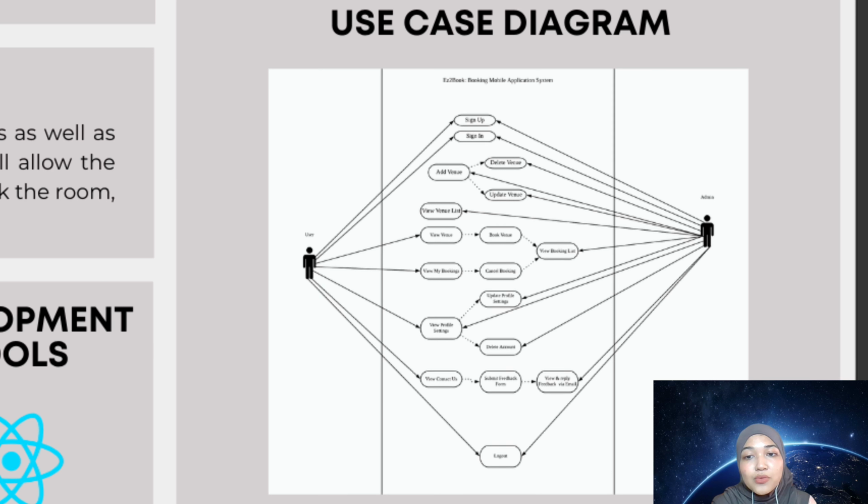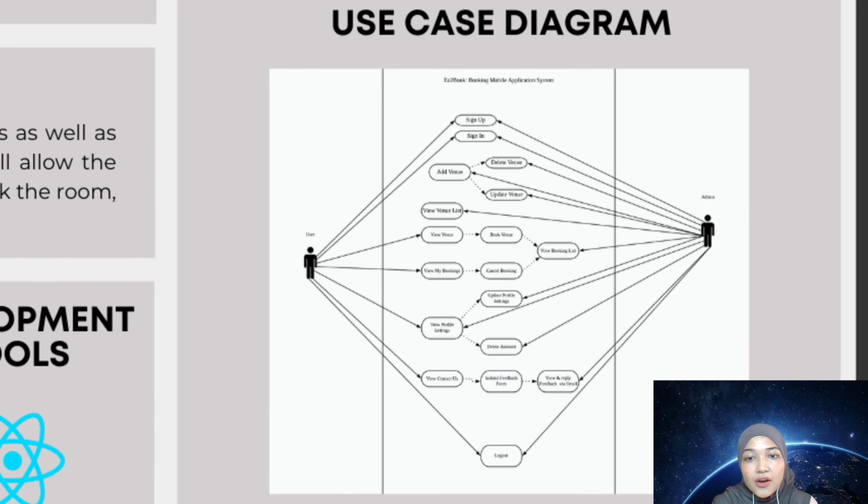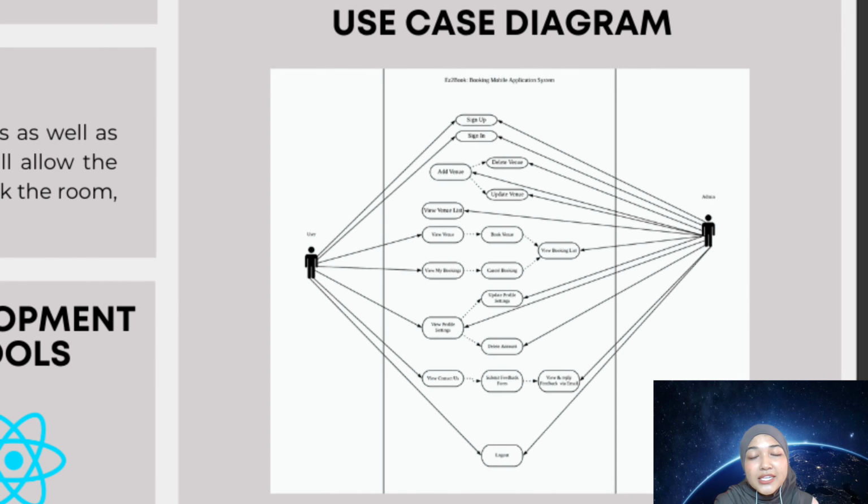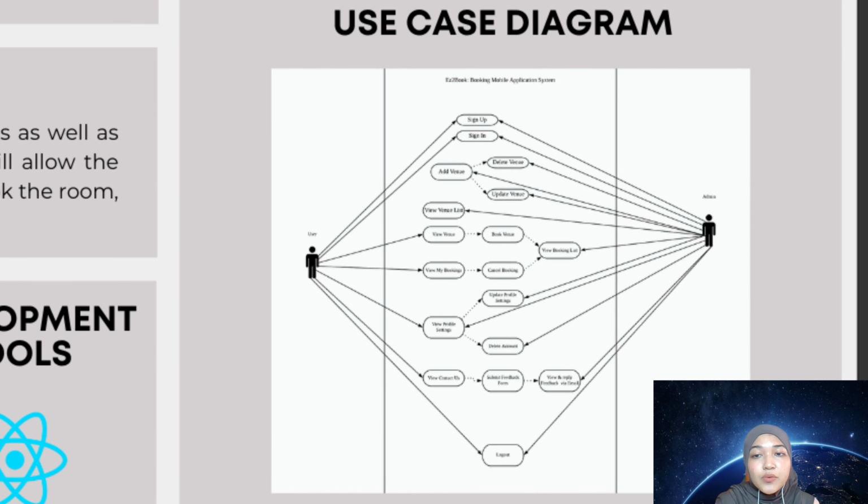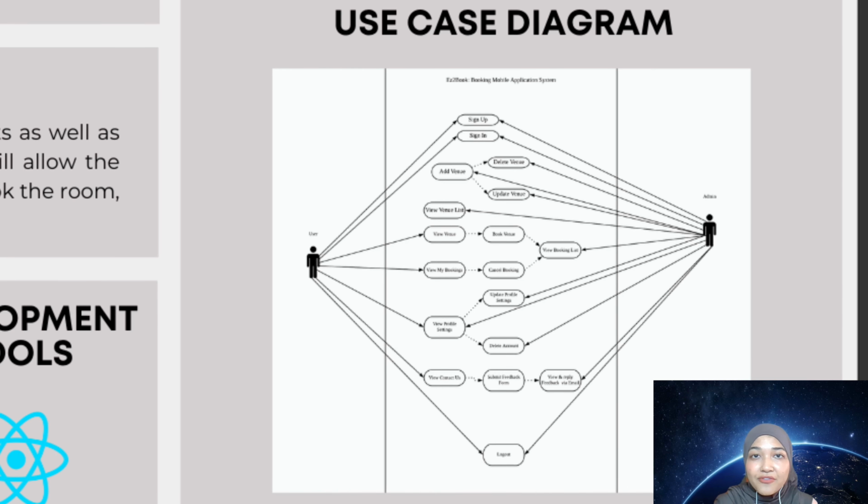Adding a venue can only be done by the admin, and once it has been added, they are also able to delete and update the venue. This information will be sent to the venue list. On the user side, they will be able to see the outcome of the venue list through the venue page.